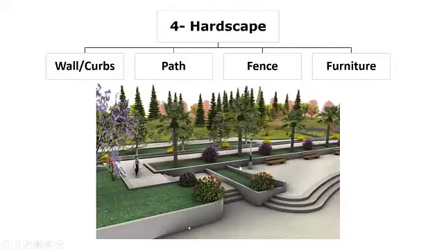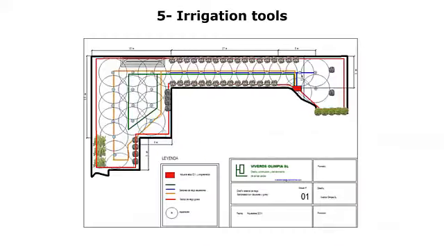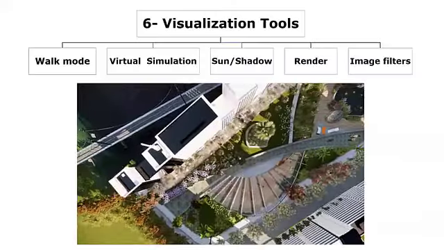There are parametric hardscape tools, including parametric walls and curves, parametric paths, parametric fences, and they are customizable. And there's a block library for furniture inside the program. There are tools for irrigation system. You can design the irrigation system, and landsdesign will calculate the volume of pipes, sprinklers, and emitters that you have used during the design process.